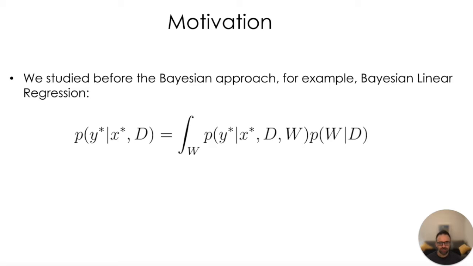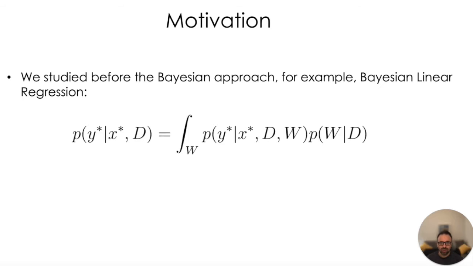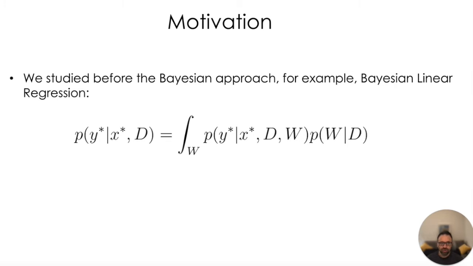So remember from our previous tutorial, when we use the Bayesian approach to solve a machine learning problem in general, we end up computing the posterior predictive, and the posterior predictive is the integral of the prediction over all the possible parameter values, right? And that's why we integrate that times the posterior.